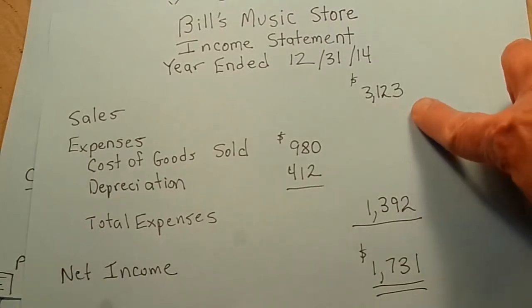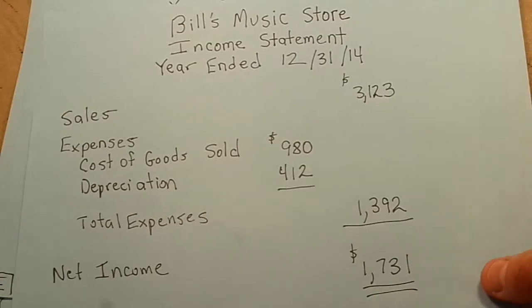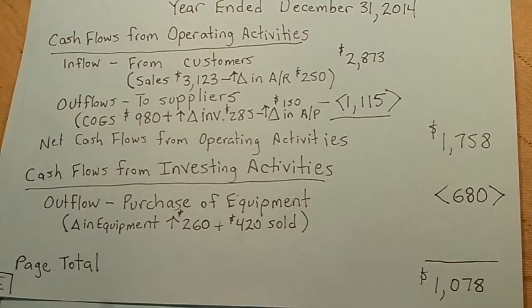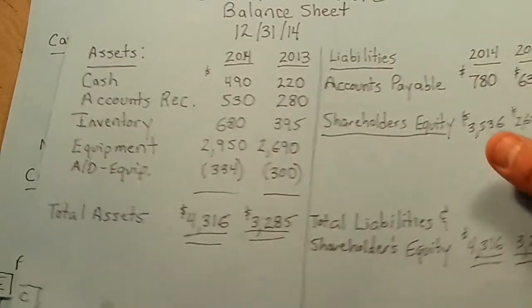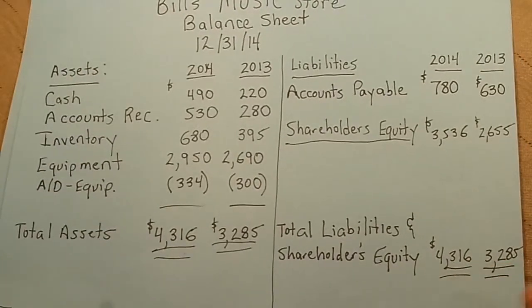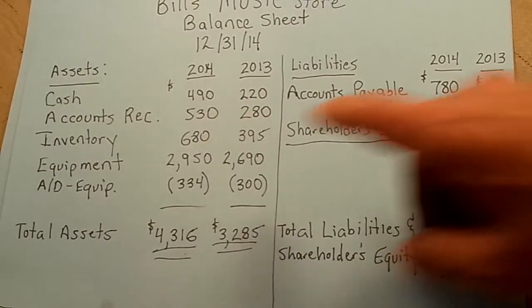See the number here? However, those sales had to be adjusted for the change in accounts receivable. Those words sound a lot alike, as you know. So we had a change from 280 last year to 530 this year.